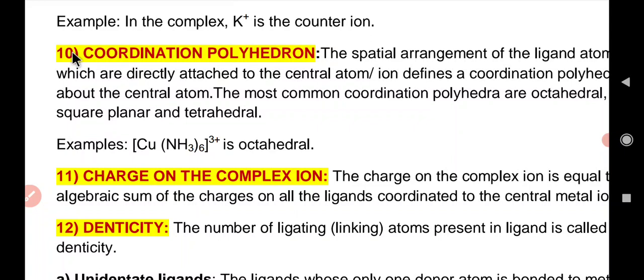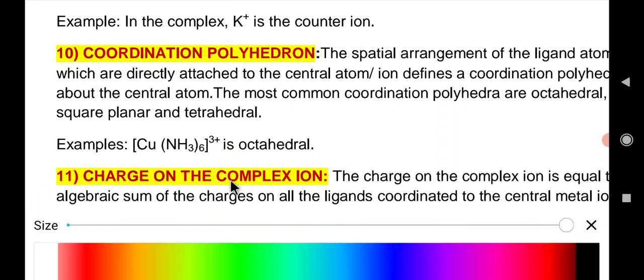For example, you see we have this ion, copper, that is bound with ammonia. How many ammonia molecules could you see? It is bound with 6 ammonia molecules. So there are 6 ammonia molecules surrounding the central copper atom, and the shape we see is octahedral.